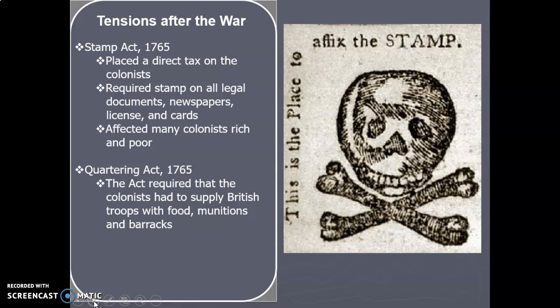So definitely a conviction culture there. Tensions after the war. You need to know about the Stamp Act, which placed a direct stamp tax on every legal document. That would be newspapers, licenses, cards, even dice were taxed. So this affects every one of the colonists.